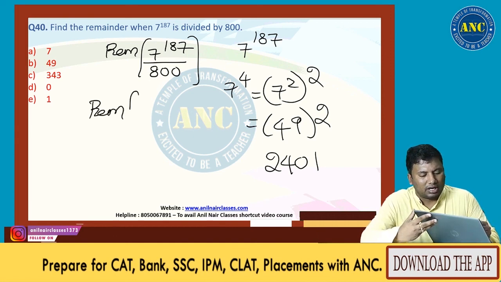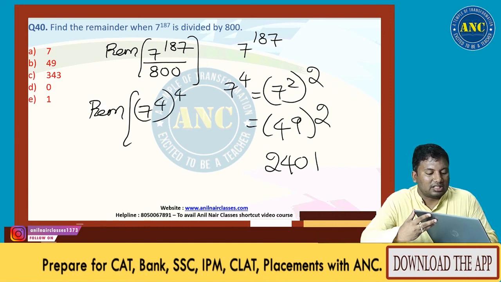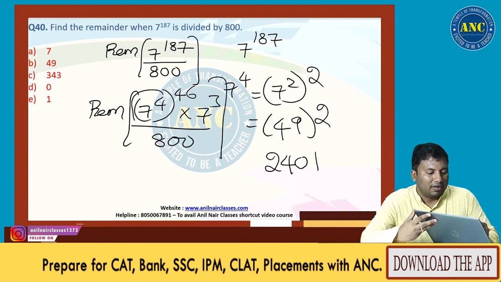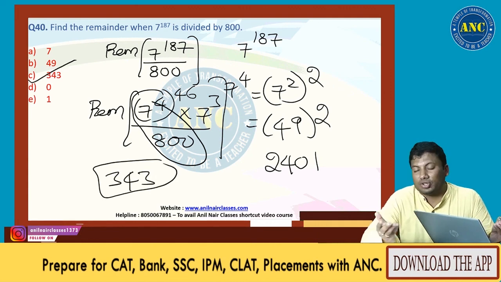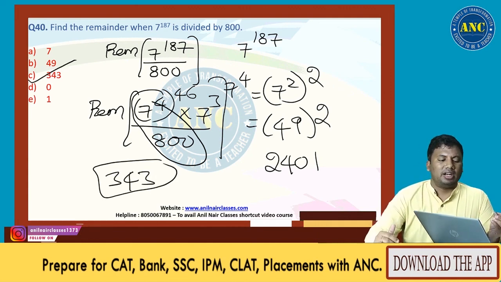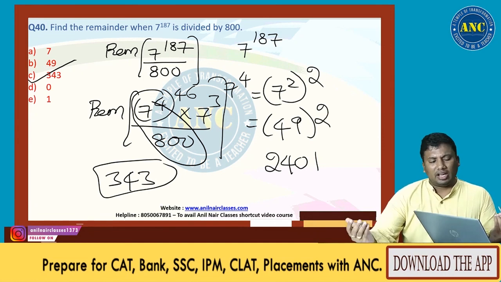This is nothing but 7 power 4. 4 4s are 16, 4 6s are 24, into 3, divided by 800. This is 1. 7 cube is 343. You can try a similar question with whatever Chinese remainder theorem I discussed. You can try this question.